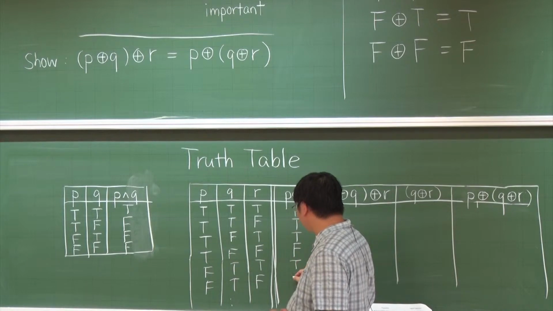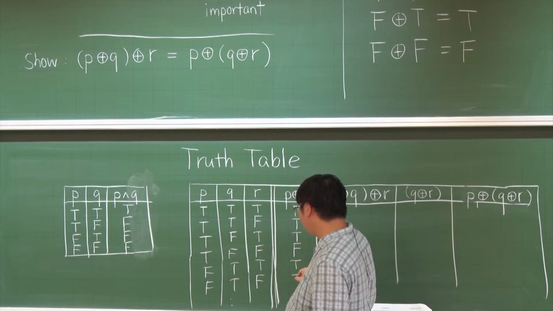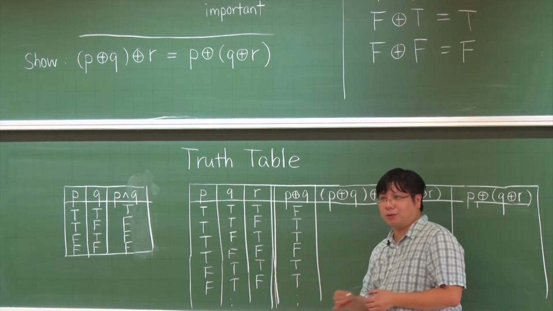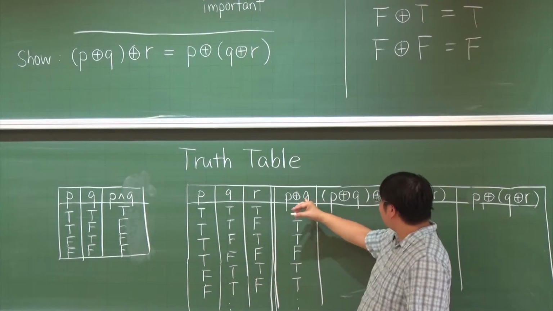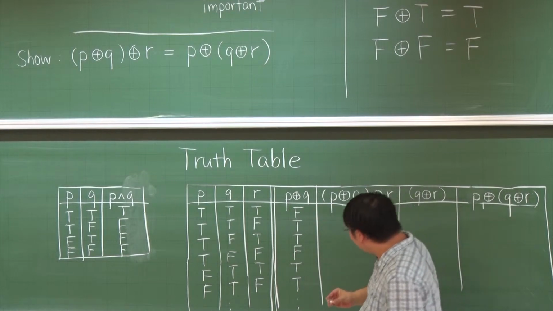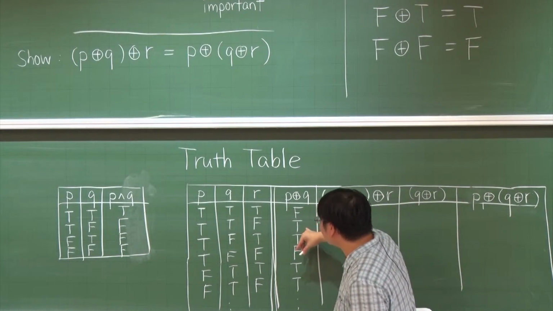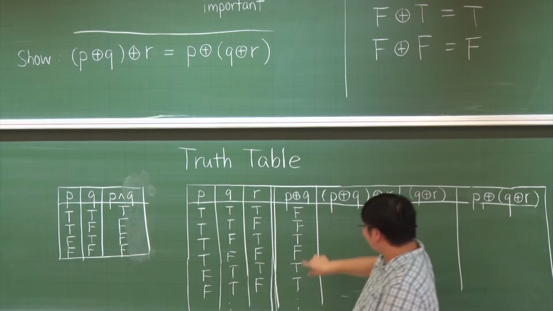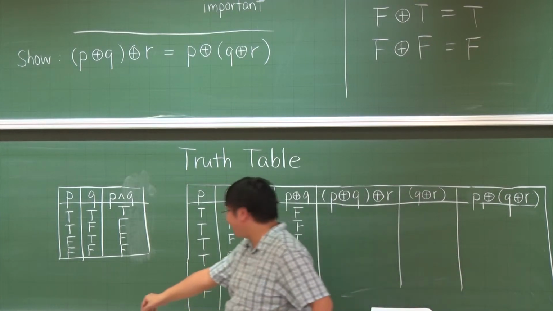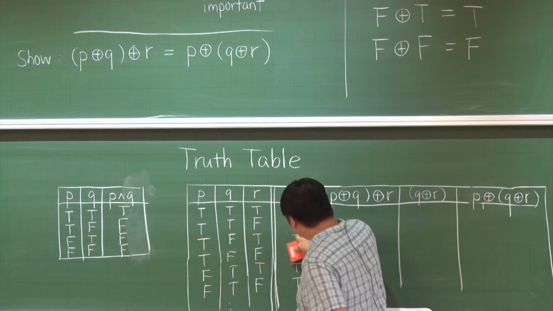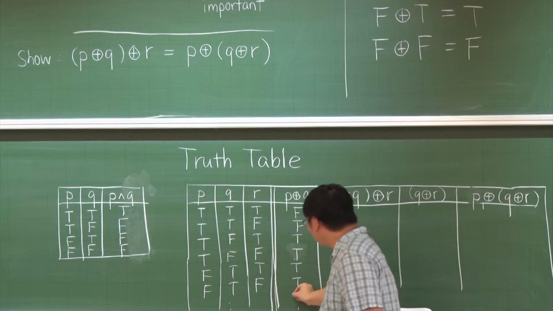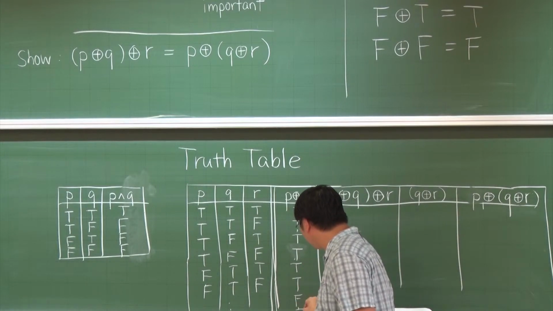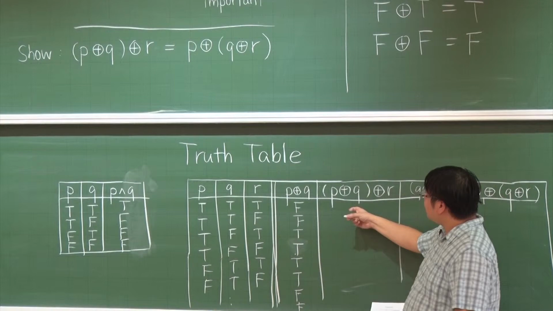Then true, and then true, and true, true, true, true. Okay, so there are two more rows to code. And how about this one? P exclusive or Q. Did I make a mistake? Oh, thank you. And then the fourth one. Thank you very much. Okay, false, false, true, true. And here it should be something like true, true, false, false. Okay, something like this.